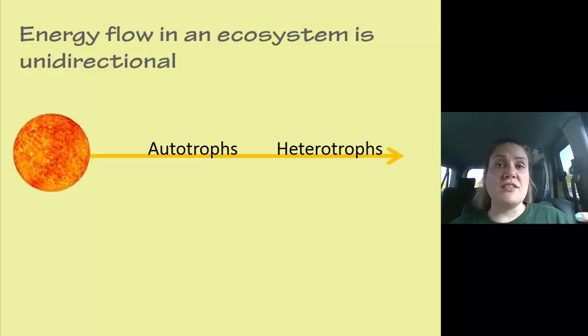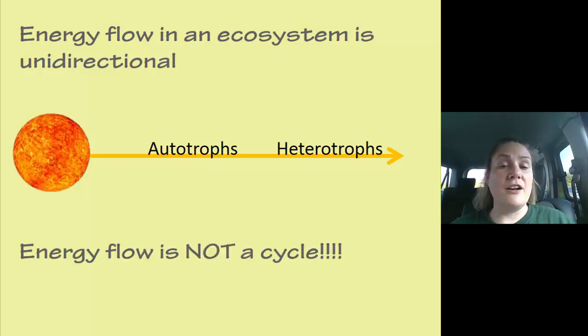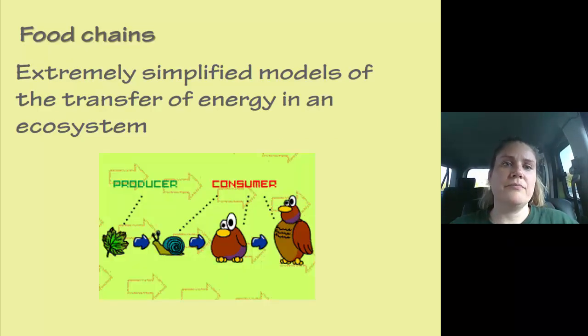So energy starts at the sun, then it goes to the autotrophs who convert that energy into carbohydrates and other molecules. And then it goes to the heterotrophs when the heterotrophs eat it. So energy flow in an ecosystem is unidirectional. Energy flow is not a cycle.